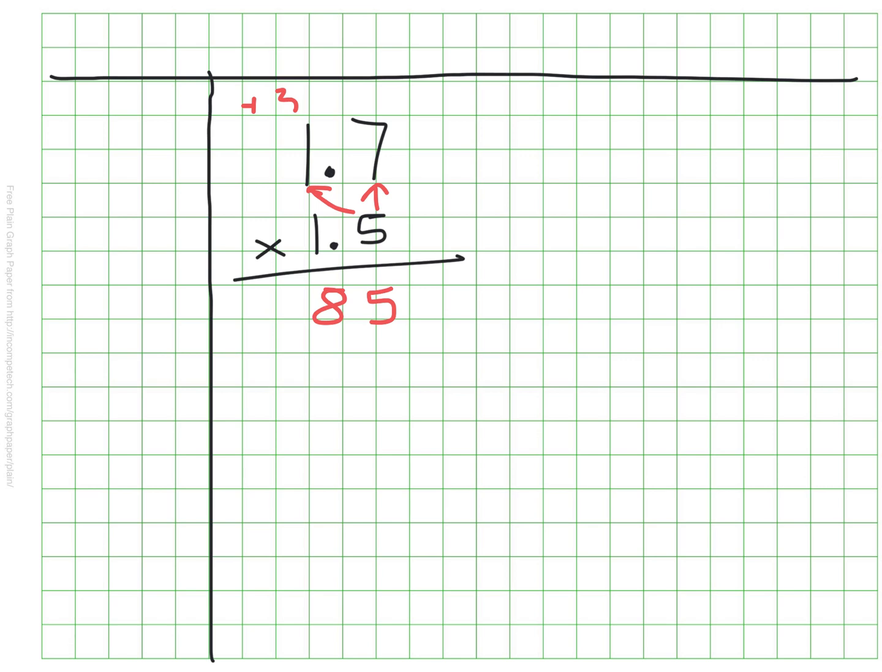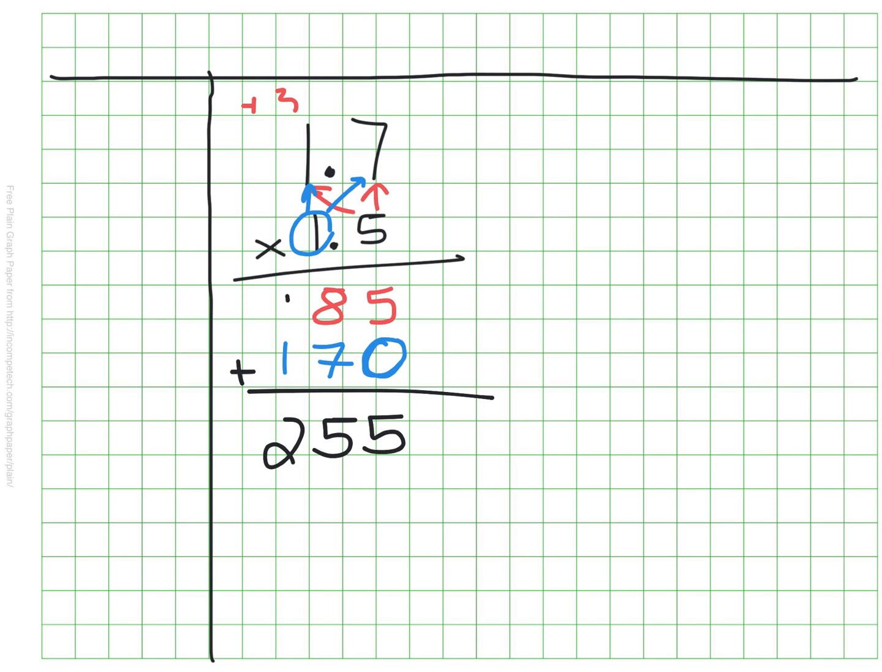Now I want to deal with my 1. Because I've moved over a place value in my factor, I'm going to go down a line and put a 0 here to hold the place value. I'm no longer looking at that place; I'm moving over to the left. Now I'm going to do 1 times 7 is 7. 1 times 1 is 1. I'm going to put those all together, and I get 255.